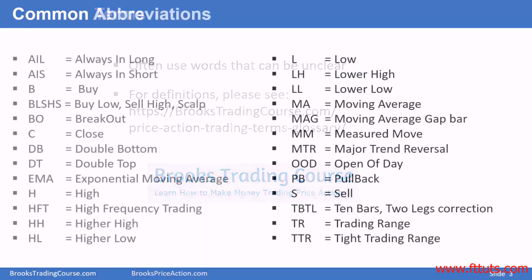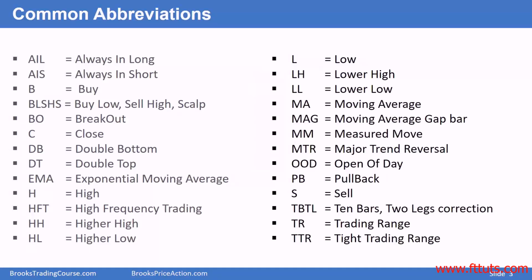For example, throughout the video course, I will be using abbreviations on different slides, and these are some of the common ones that you will see. Always in long, always in short, buy low, sell high, scalp, breakout, the close of a bar, double bottom, double top. When you hear me talk about a moving average, I'm talking about a 20-bar exponential moving average, or an EMA, then the high of the bar. HFT, high frequency trading. When you see me use HH, I'm talking about a higher high. Low is L. A lower low, a low that is below a prior low, is a lower low.